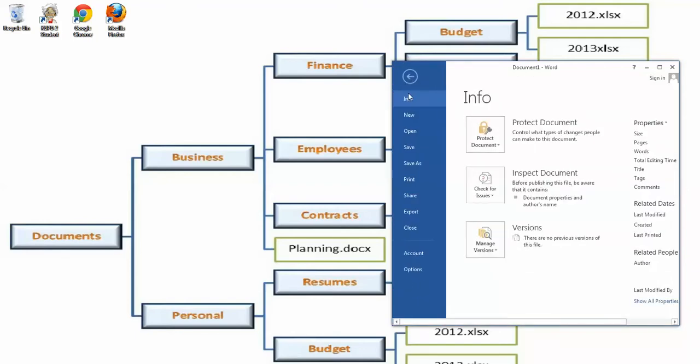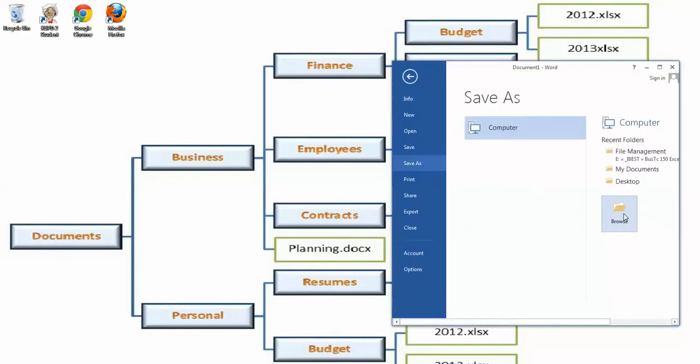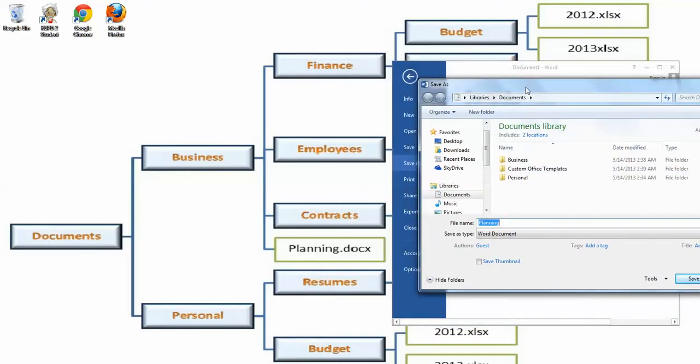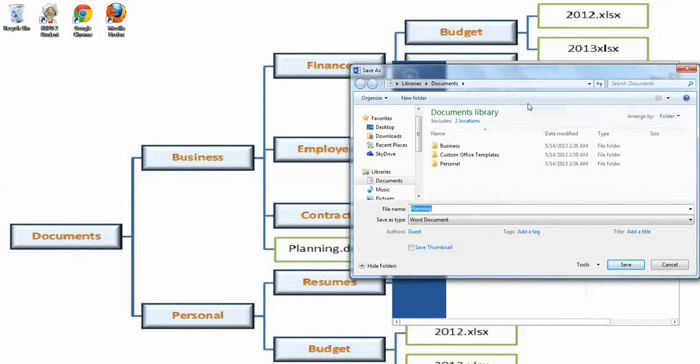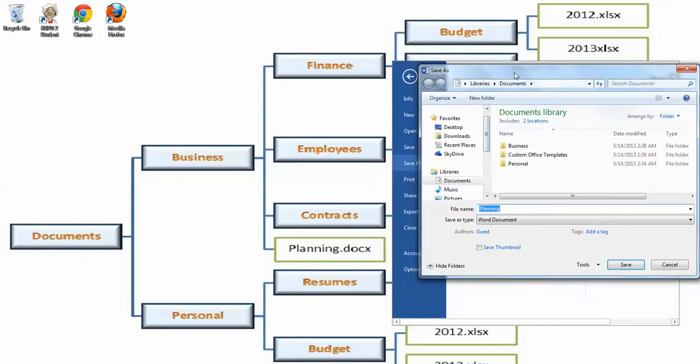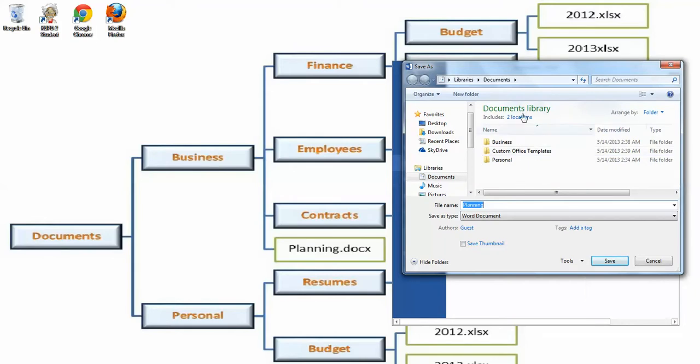So let me do it again: file, save as, and then click on browse. Let me squeeze a little bit more. Here, my documents, same here, documents. Then I go inside of business by double clicking on it, and then I have contracts, employees, and finance. So notice that finance, employees, and contracts, and I have planning.docx.